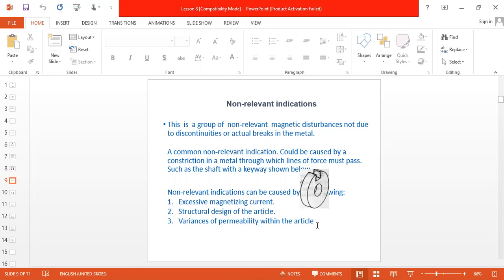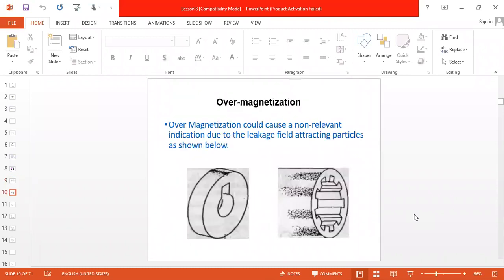But true indication you will get before stress relieving, as well as after stress relieving. So please remember, these are three causes for non-relevant indication. First one is excess magnetizing current, second is structural design of the article, and third is variance of permeability within the article.